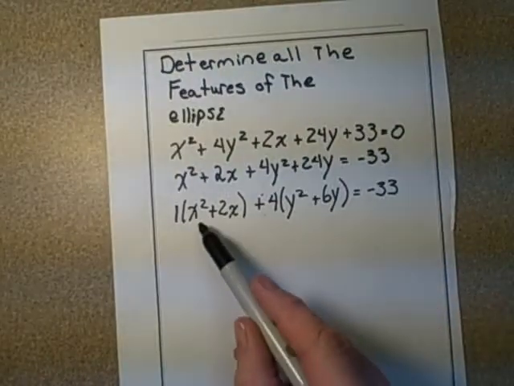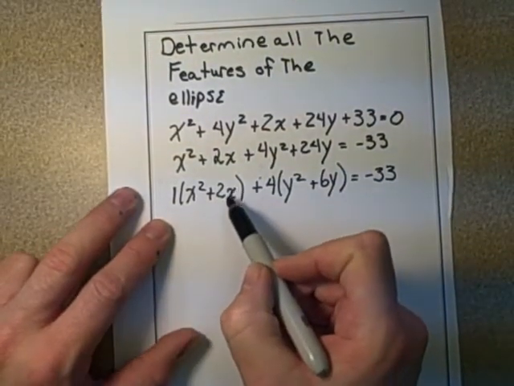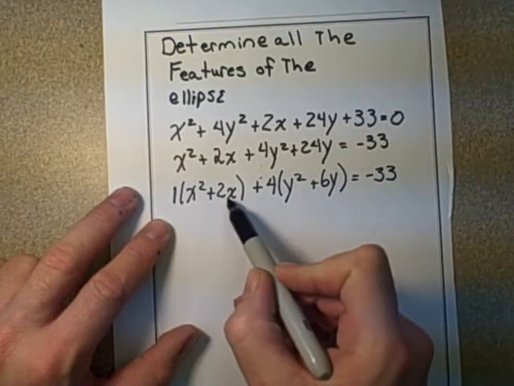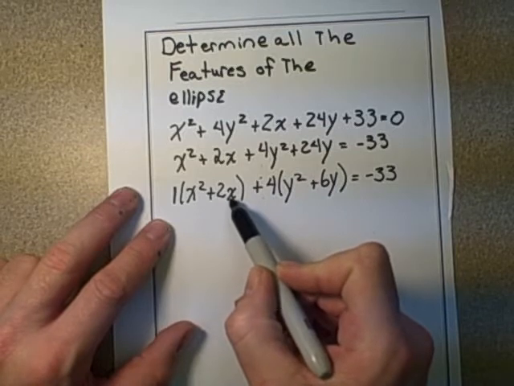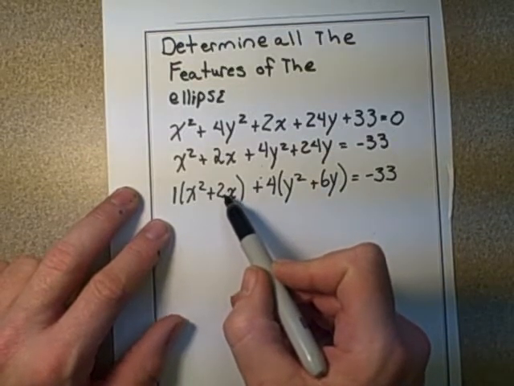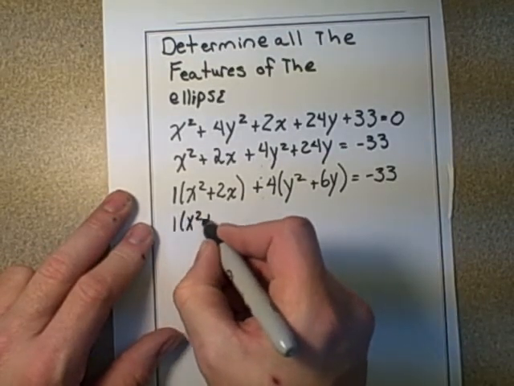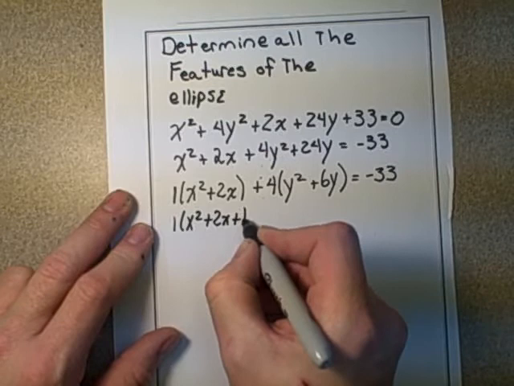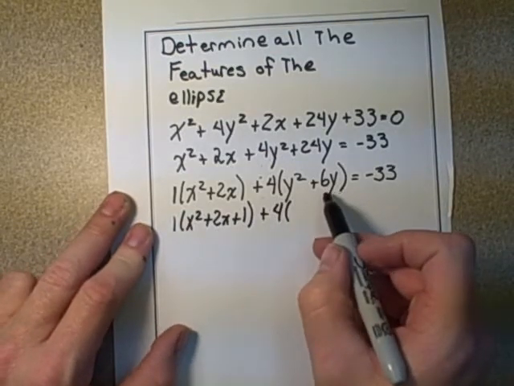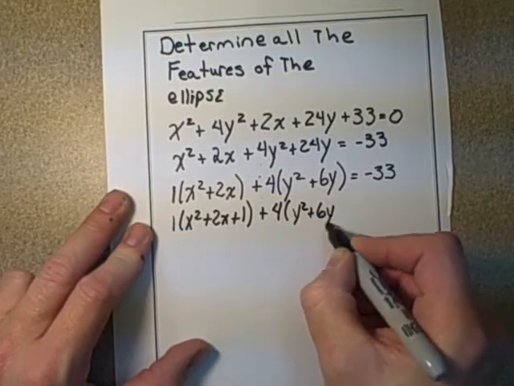So that means you have to complete this square here. When you're completing the square, you always look at the term that's not with the squared term, the single term. So 2x, take half of it and square it is always what you do. Half of 2 is 1, and 1 times 1 is 1. So that would be x squared plus 2x plus 1, plus 4 times, okay, half of 6 is 3, 3 squared is 9. So add the 9.